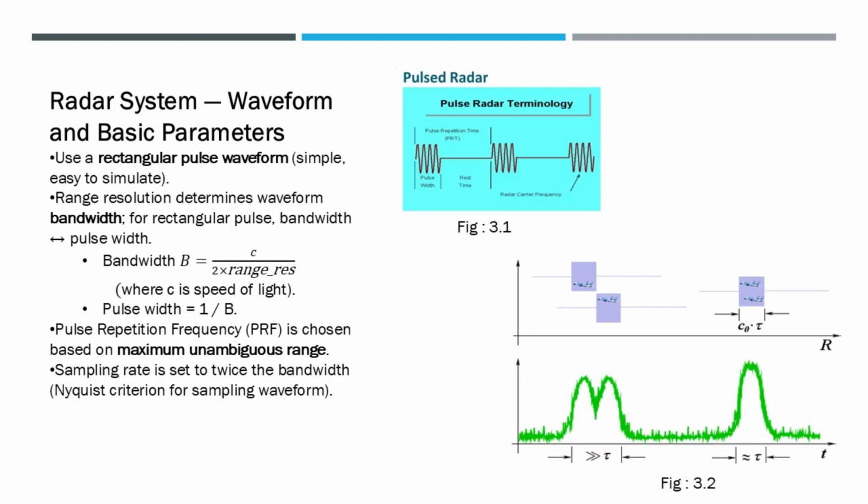Radar system, waveform and basic parameters. I use a rectangular pulse waveform, simple and easy to simulate. The range resolution determines the waveform bandwidth. For a rectangular pulse, bandwidth and pulse width are inversely related. Bandwidth equals c divided by 2 times the range resolution, and pulse width is equal to 1 divided by bandwidth B. Pulse repetition frequency, PRF, is chosen based on the maximum unambiguous range. Sampling rate is set to twice the bandwidth, the Nyquist criterion for sampling the waveform.